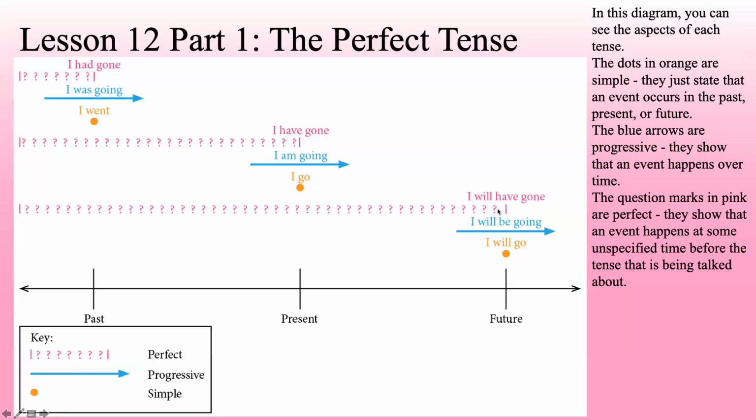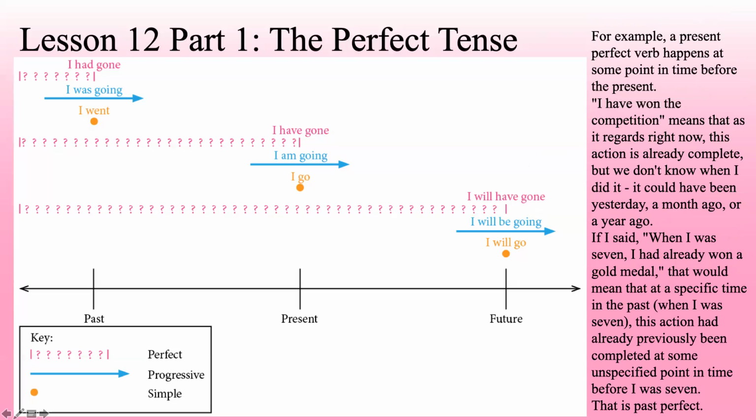In the future, I will have gone. I don't know when that's going to happen, but at some point in time before this future action, the going will have already happened. I will have already gone. Now, normally it will have happened sometime between the present and the future, but it could have happened in the past and you just weren't aware that it's already happened. But normally speaking, it'll happen between when you're talking and some point in time in the future.